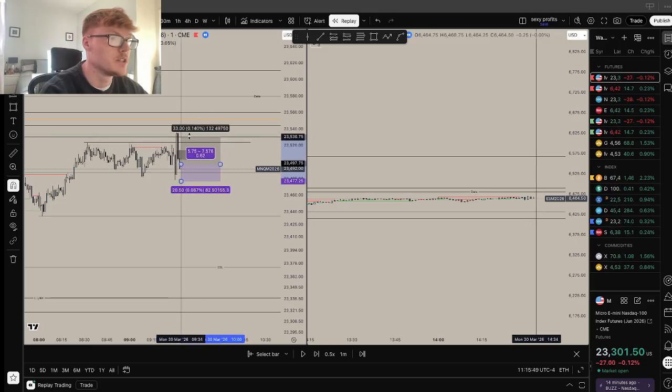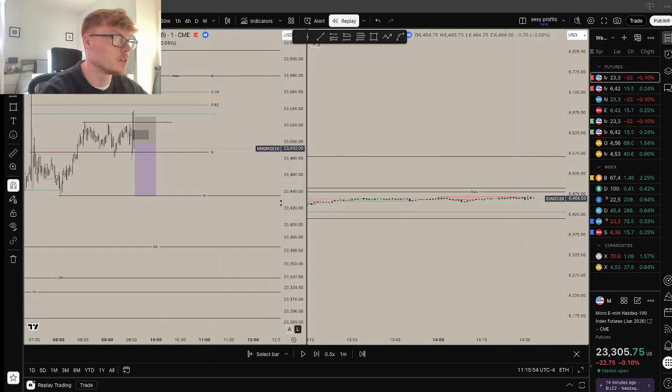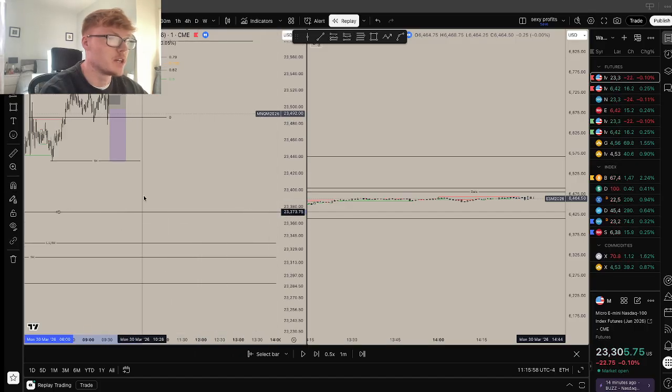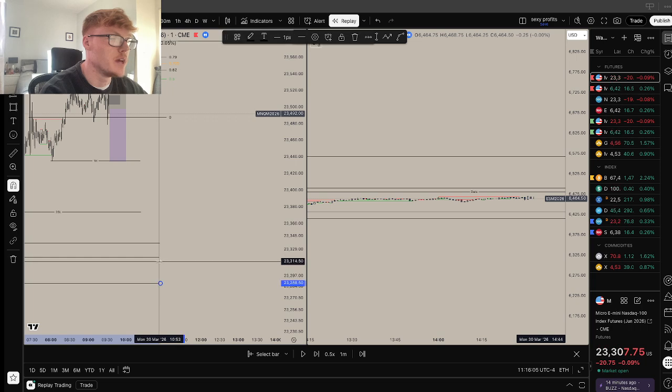It's probably about here. And then you would have targeted, I probably just would have targeted this 1 hour because I expected us to reject off of that 1 hour. So that would have been my target if I did end up taking this trade. But I never ended up taking it. I ended up fading it just because my bias wasn't fully bullish.